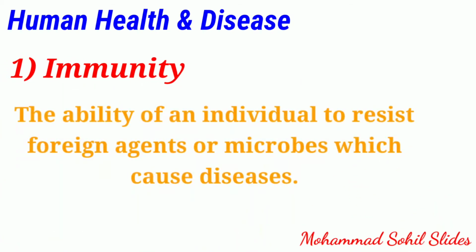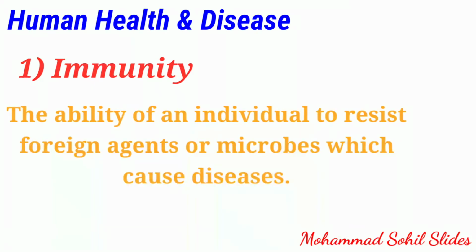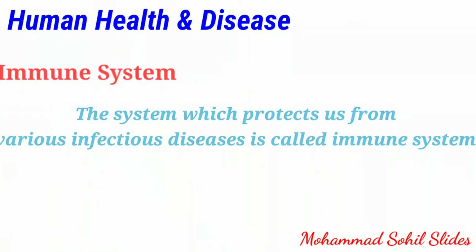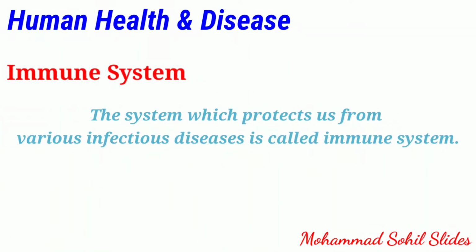So first of all, what do you mean by immunity? The ability of an individual to resist foreign agents or microbes which cause disease is called as immunity. Now what is immune system? The system which protects us from various infectious diseases is called as immune system.